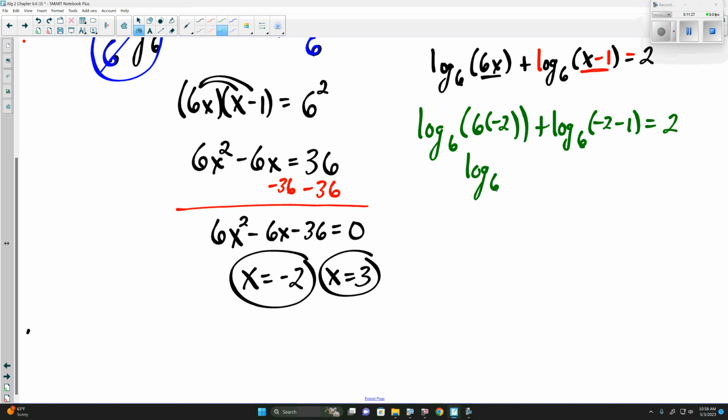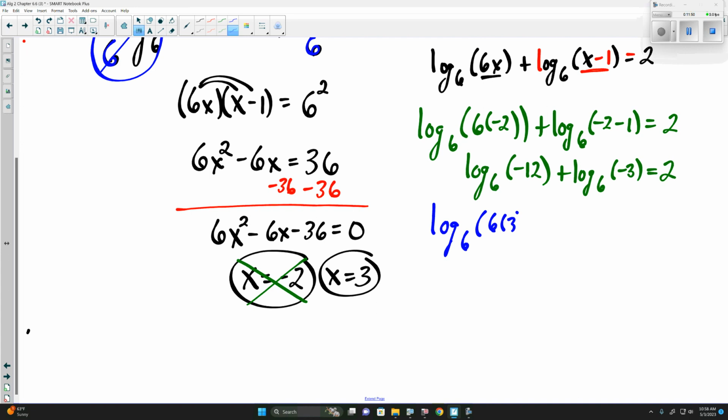And if we simplify each of these here, we get log base 6 of -12 plus log base 6 of -3. Because we do have negatives inside both logs, this here is not going to work. Now we can try it with 3. Have log base 6 of 6 times 3. Plus log base 6 of 3 minus 1 is equal to 2.